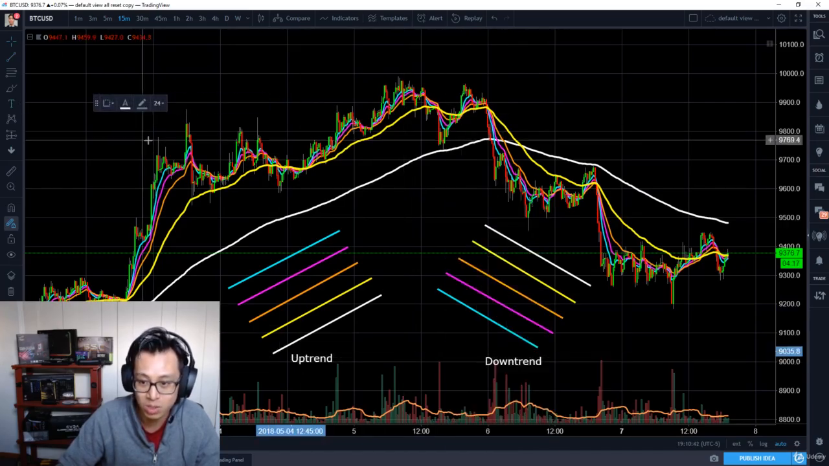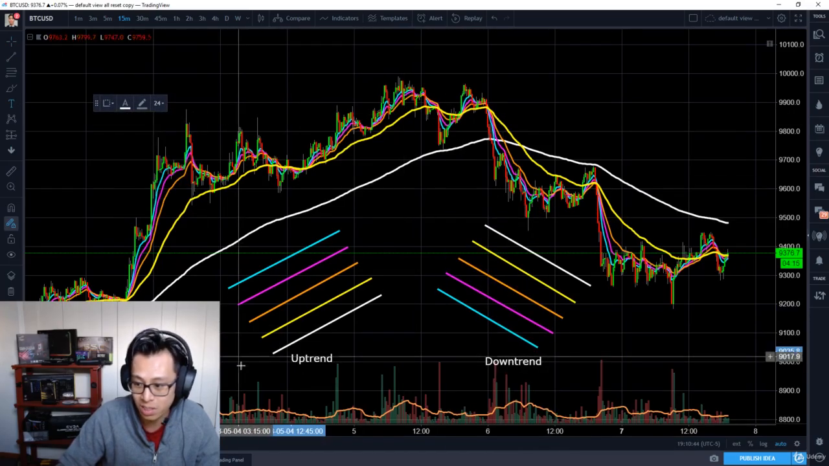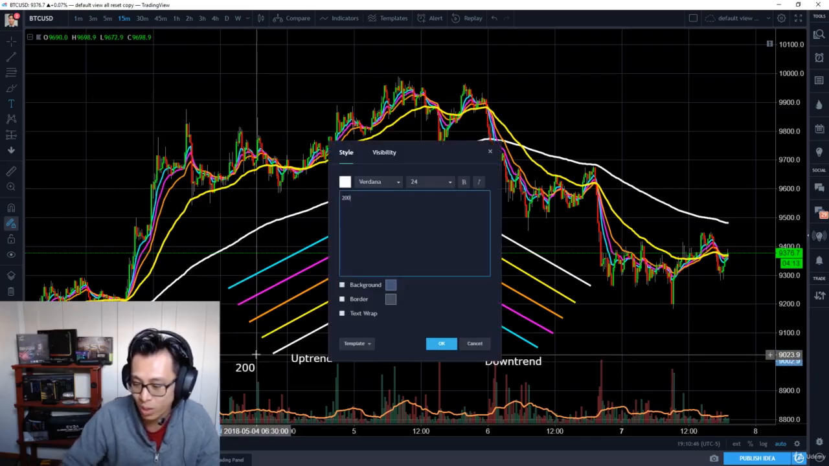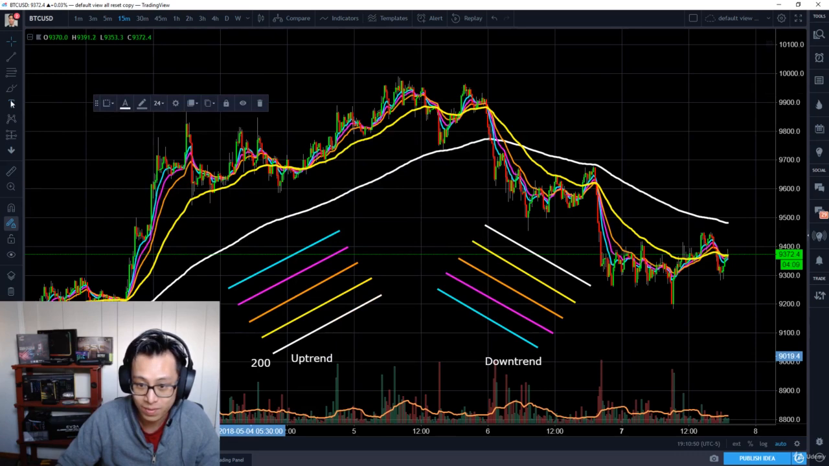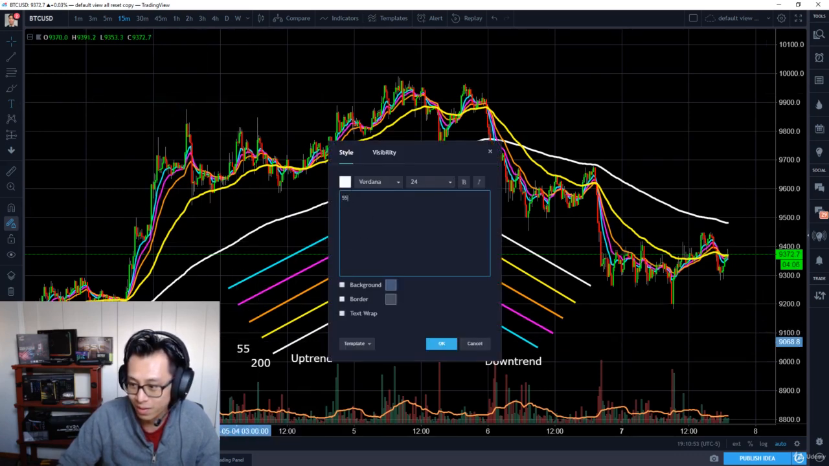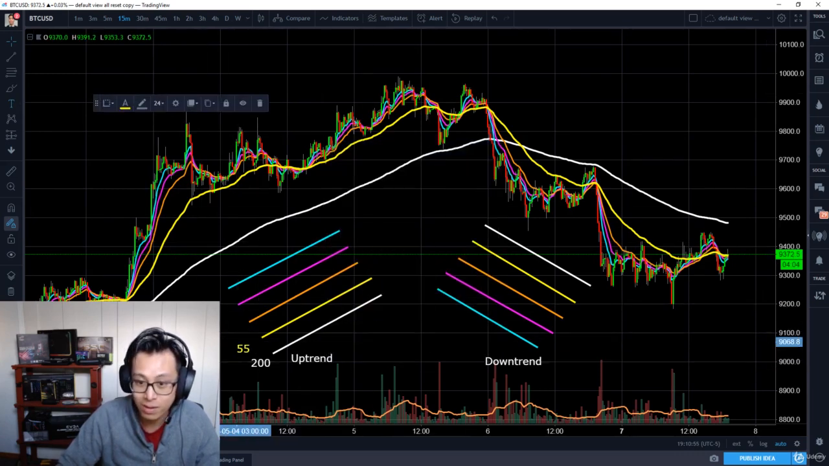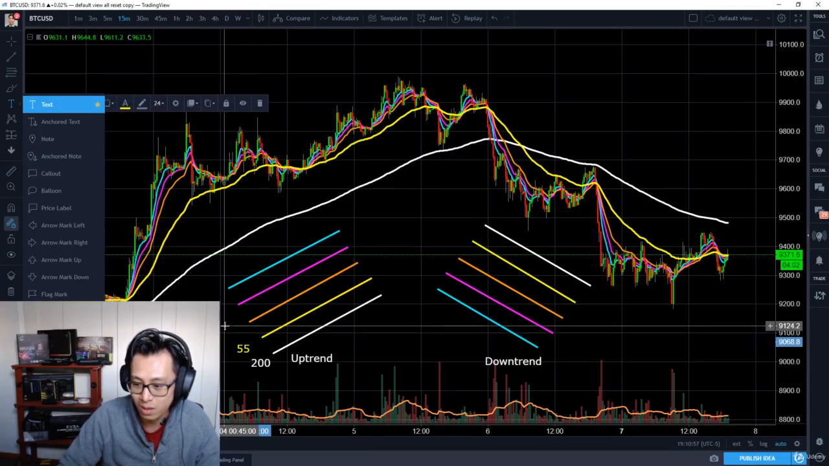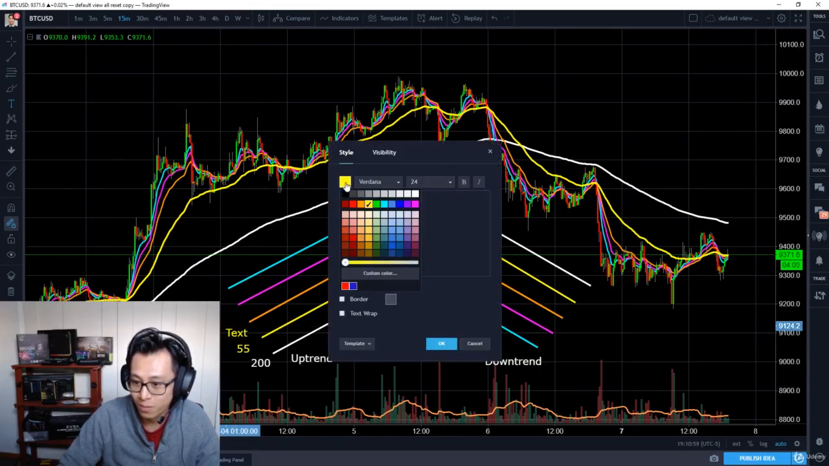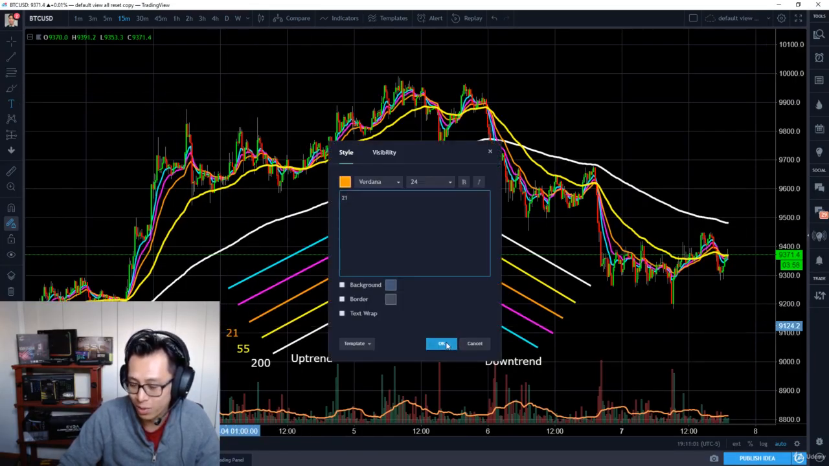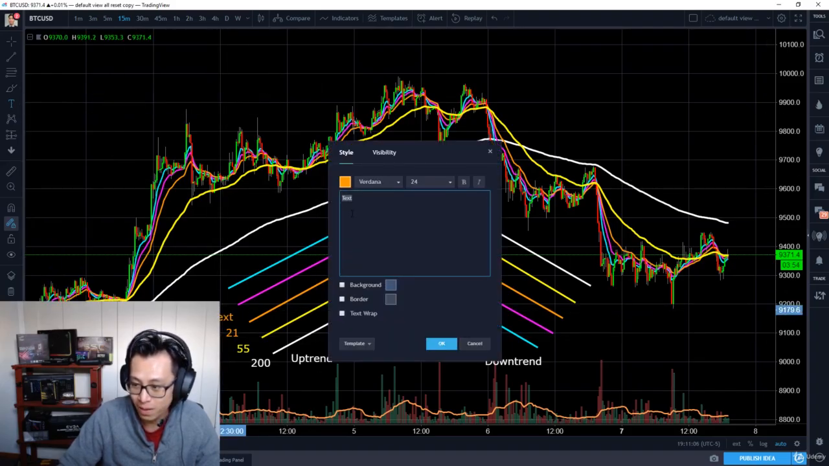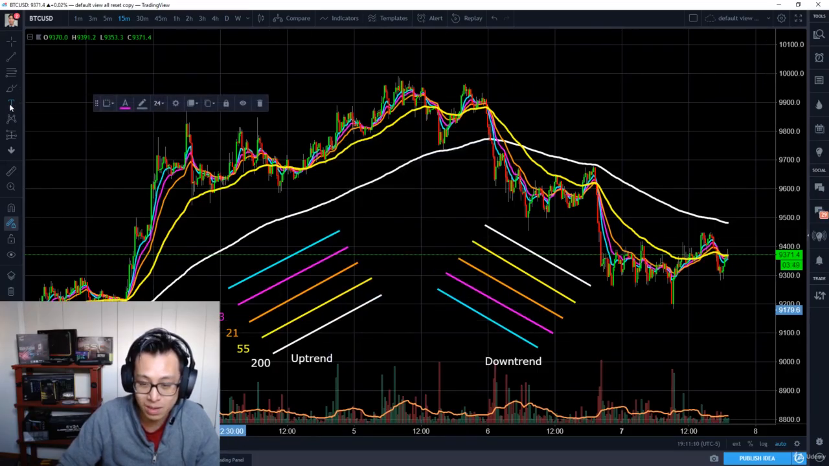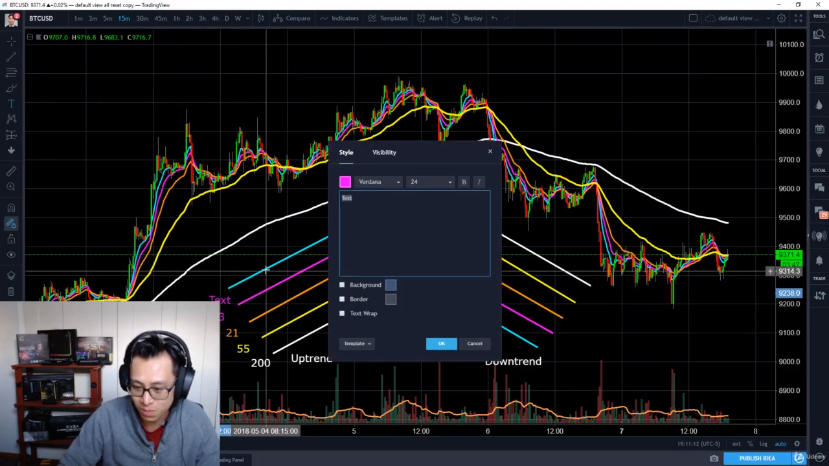So let's also make sure you guys see this very clearly, because I want to make sure that you guys understand this 100%, okay? So we see the 200 right there, and then we see the 55 right there, and then we see the 21, which is the orange line right there, and then we see the 13, and then finally, the small one, the 8.